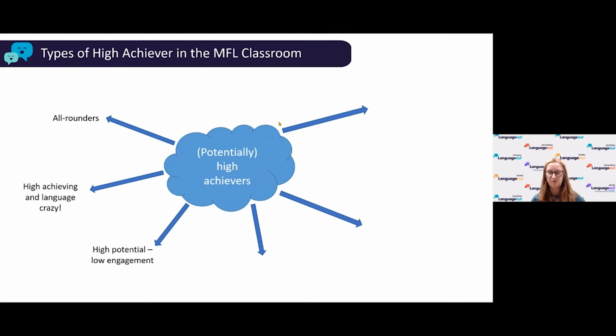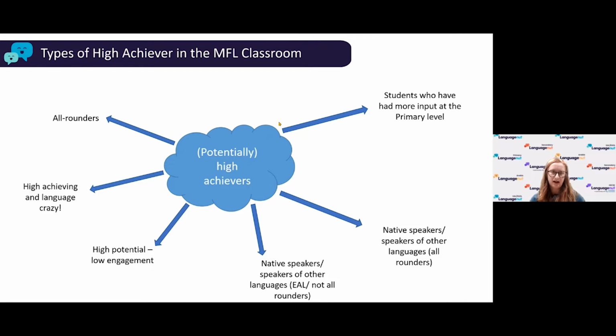And then in the MFL classroom in particular, I think we have three more categories of high achievers. One of those being students who've had more input at the primary level, so those who come in at Key Stage 3 having had fantastic provision at primary school, who are then repeating things quite regularly throughout their first, second, third year at school. We also have our native speakers, which I've split into two categories, because obviously both categories are going to be high achievers within your subject, within the language they speak.